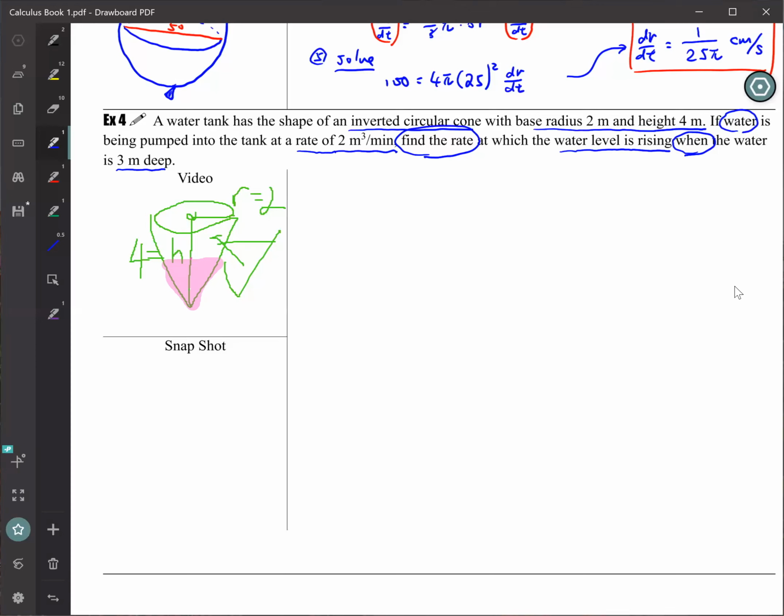Okay. And then that's the R. And then this is the height. Yeah. Okay. And then what about volume?